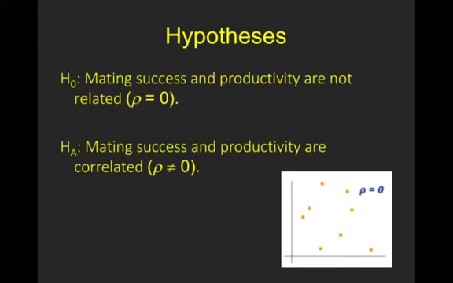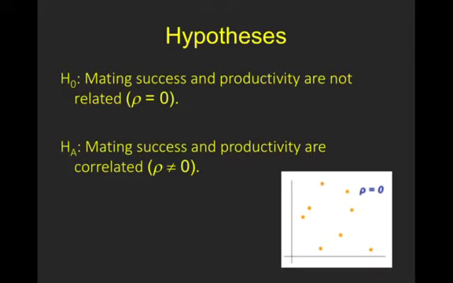That there is no relationship, that there's no predictable relationship between those two variables. And this gives us a rho of 0. Like we saw, this very dispersed field. And like with our other hypothesis tests, the alternative hypothesis to this is basically that rho is not 0. So anything else besides rho being 0 would force an alternative hypothesis. And anything other than rho equals 0 is saying that mating success and productivity are correlated in some way.